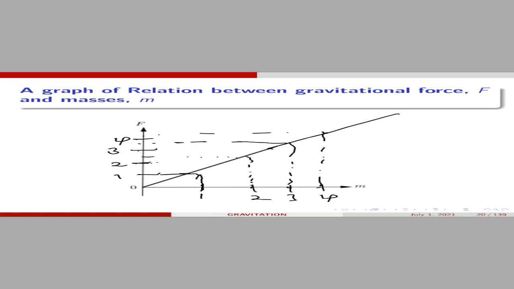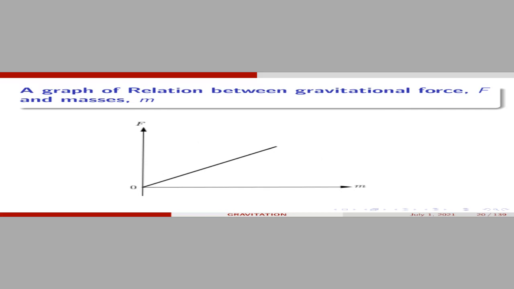So here I'm getting around 3 point something, and here I'm getting what? 4 point something. Indeed, as M increases, F increases, because the equation says F is directly proportional to what? M1 M2. So this graph explains it. Is that clear? All right.